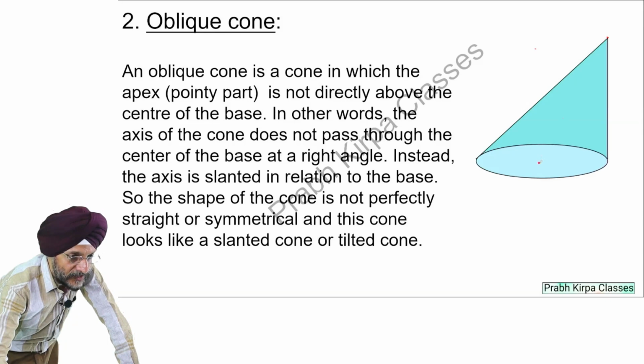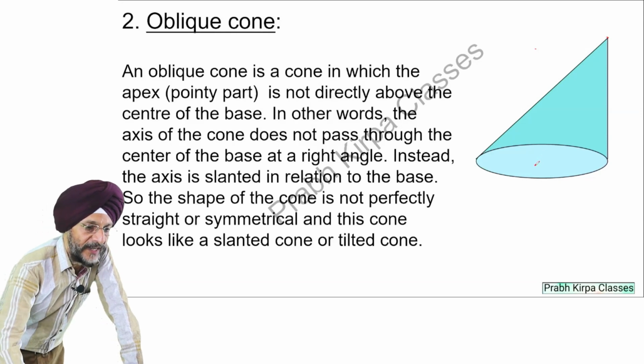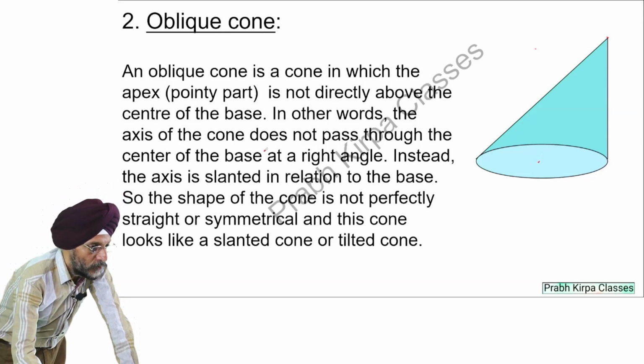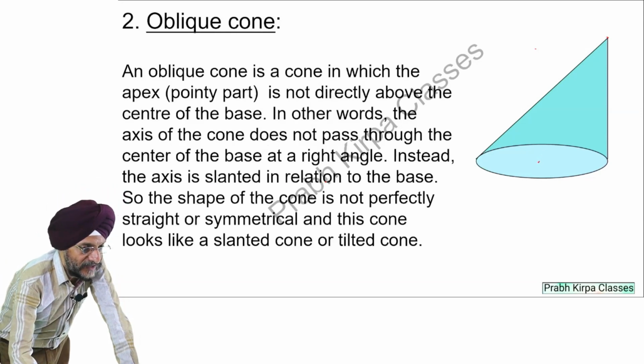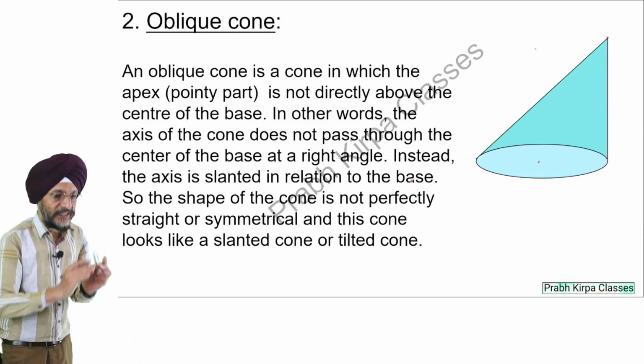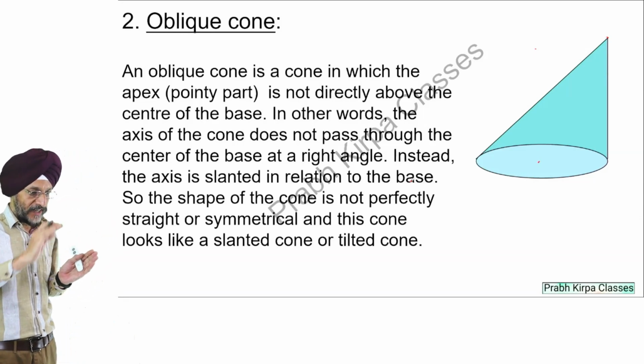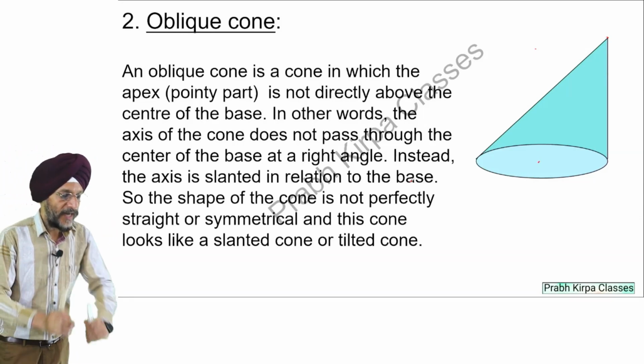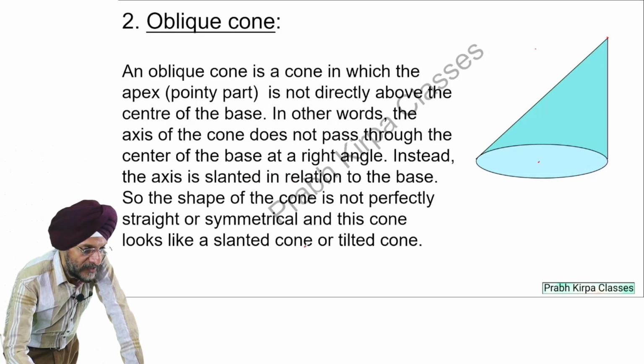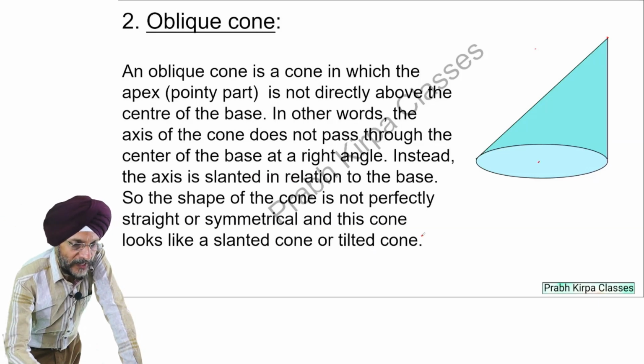So if we join this part with this, it will not be forming a 90-degree angle. So instead the axis is slanted in relation to the base. So the shape of oblique cone is not perfectly straight or symmetrical, and this cone looks like a slanted cone or a tilted cone.